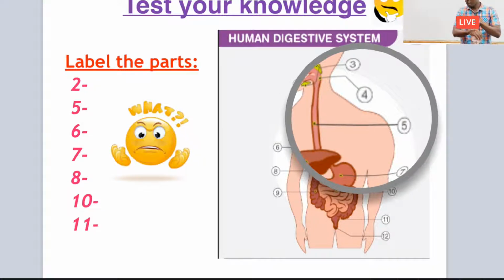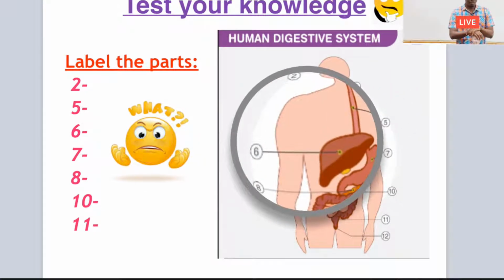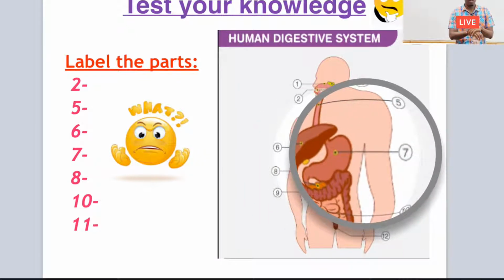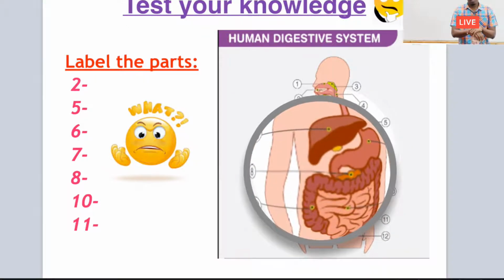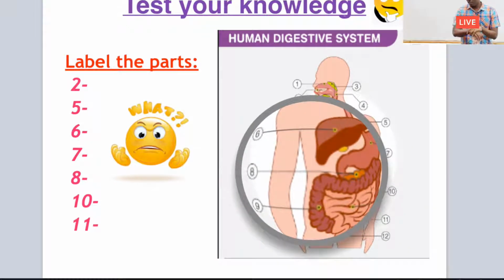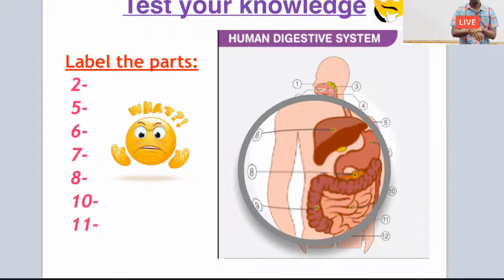Number 6. What is number 6? I'm hearing liver. Wonderful. Number 7. That should be the easiest one. In there, you have a mixture of hydrochloric acid that helps to break down fats and so on. And that is the what? The stomach. Wonderful. How about number 8? Look at number 8 carefully. Right, the pancreas. Very good.